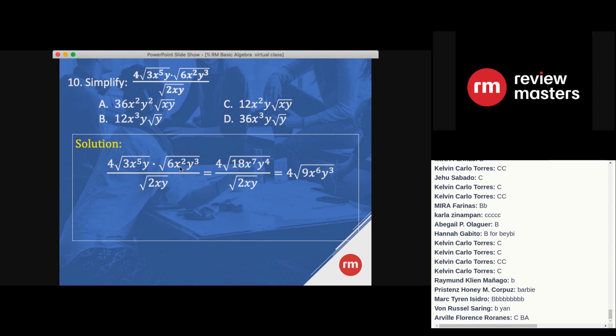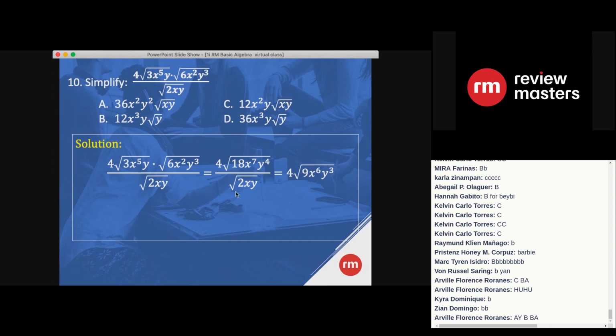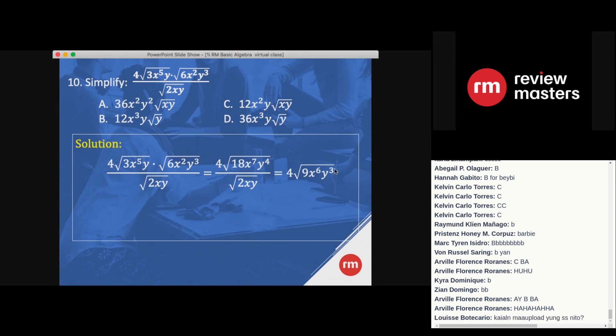X to the fifth times x squared, so they have the same base, so add the exponents. Y times y cubed is y to the fourth all over the square root of 4xy. Now, since pareho din sila ng index, parang square root, so therefore, 18 divided by 2 would be 9, so you have here 4 times the square root of 9, and then x to the 7 divided by x would be x to the 6, y to the 4th over y is y cubed, and then we now simplify.